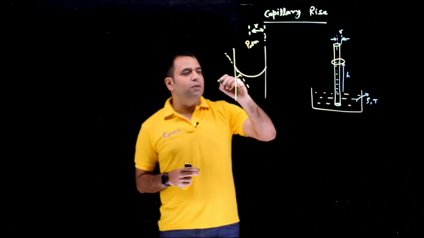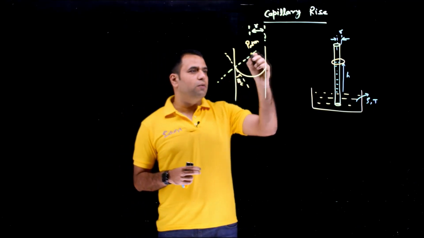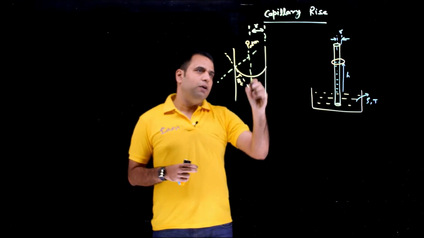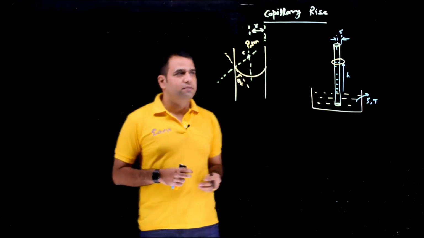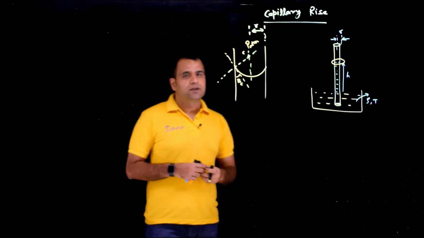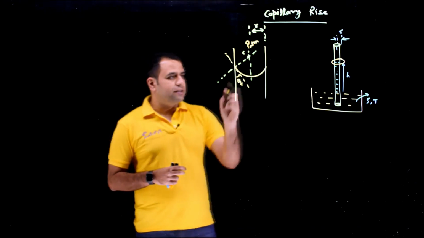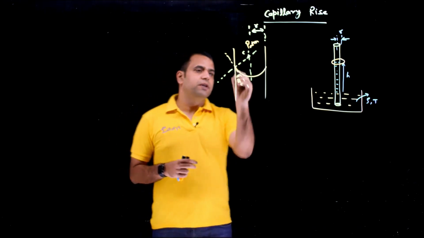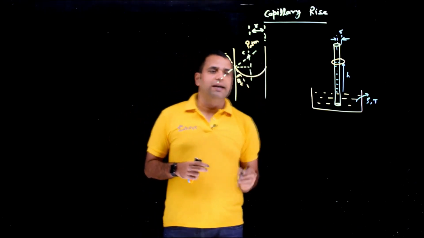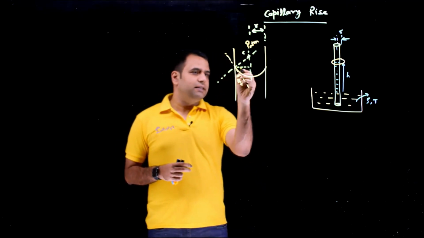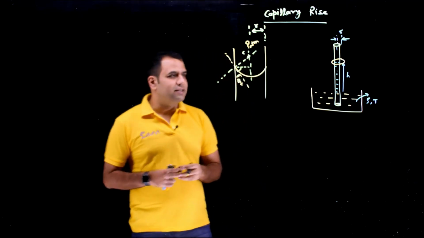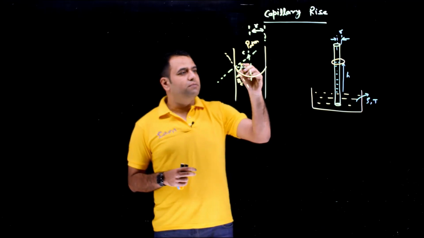If I draw a normal to this tangent, that normal will pass through the center. This is a normal to the tangent. This angle is theta c. If I drop a perpendicular onto this line, this angle will become 90 minus theta c, and this angle will become theta c.